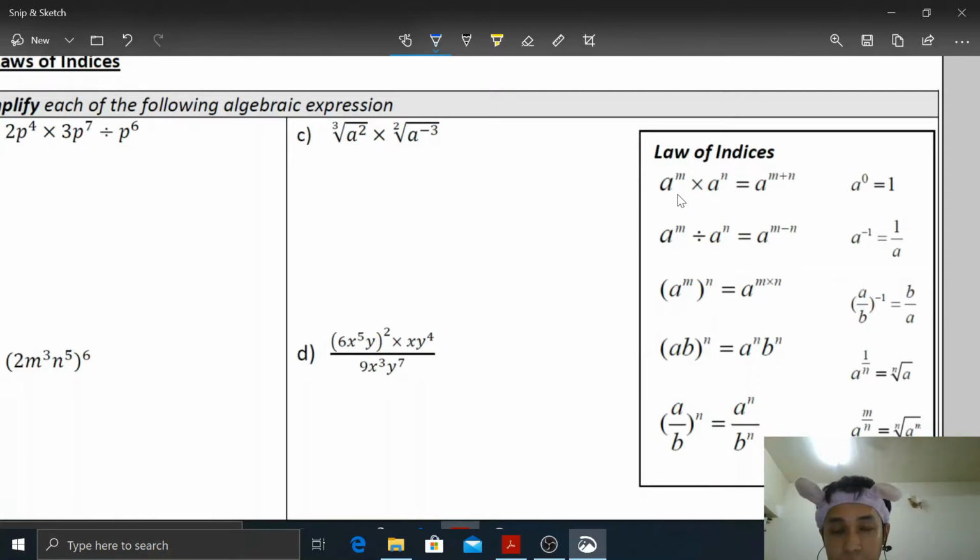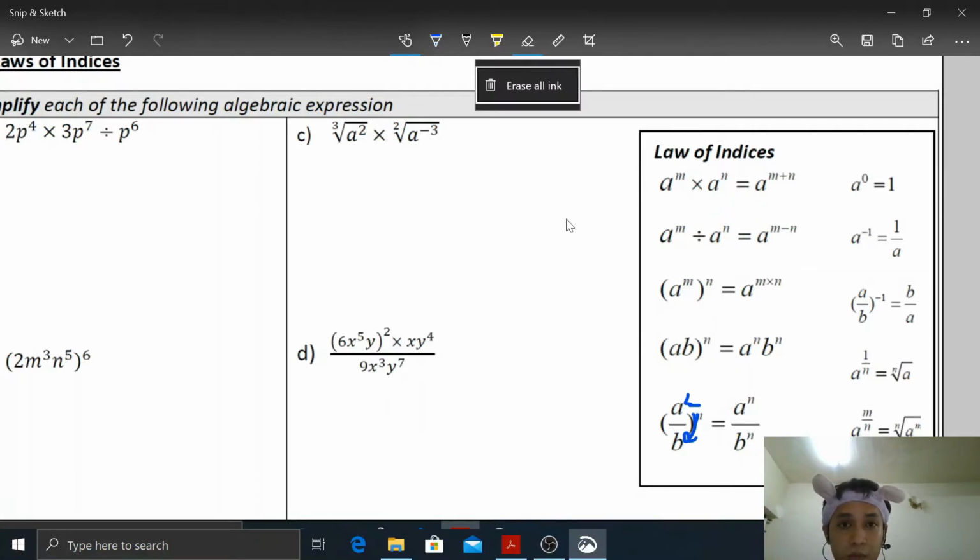And this one, I believe you learned before also. When you multiply two indices, you are going to add up the power. And then when you divide, you are going to minus the power. When it's a bracket, you're going to multiply the power. When it's a bracket with two variables, you are going to multiply the power to each variable. Even for a fraction, you're also going to multiply in. Make sure you notice here the power is multiplied to the top and also to the bottom.